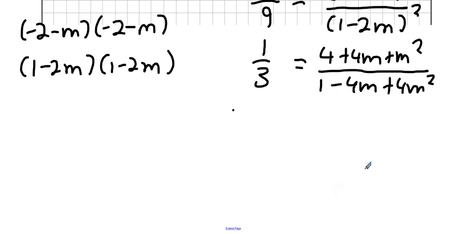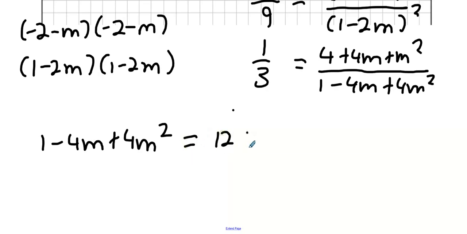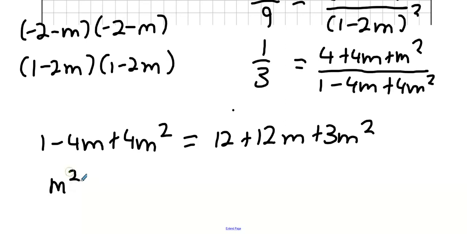Now, going to cross multiply. Going to multiply 1 minus 4m plus 4m squared by the 1. So I'm going to get 1 minus 4m plus 4m squared. I'm going to multiply the 3 up here. And I'm going to get 12 plus 12m plus 3m squared. 4m squared take away 3m squared is m squared. The minus 12m comes over here, so it takes away from the 4m, so I get minus 16m. And then 1 take away 12 is minus 11.